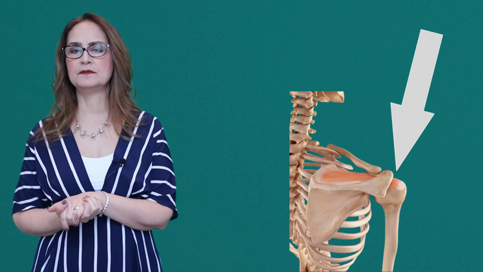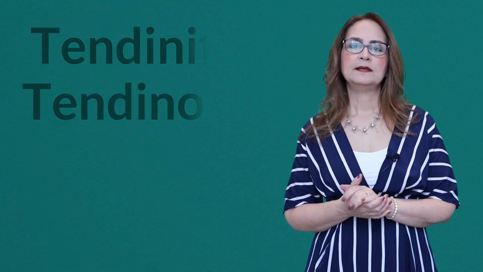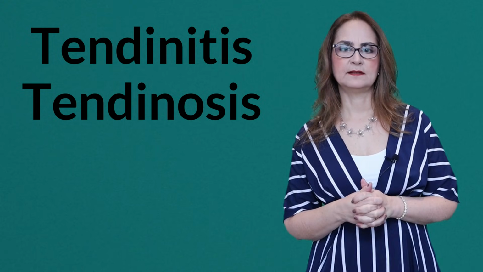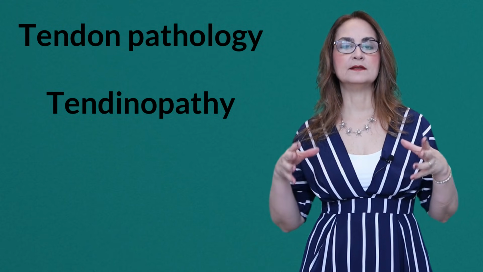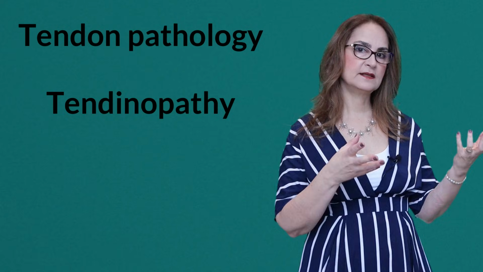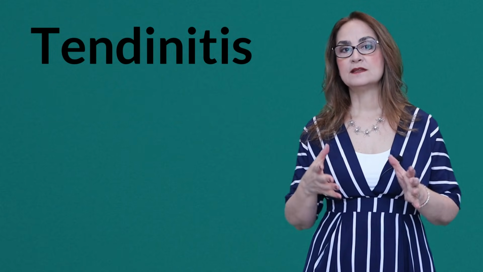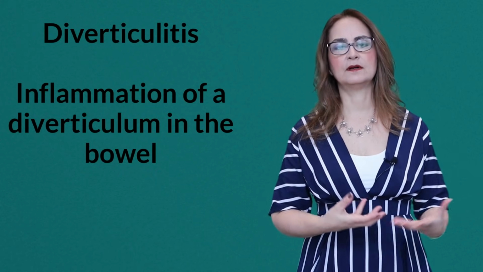A common type of tendon compression is in the shoulder impingement syndrome. Tendinitis and tendinosis are examples of diseases of the tendons. The medical term is tendon pathology, and we use the short form tendinopathy to say the tendon has either a tendinitis, a tendinosis, or both. Tendinitis ends with itis, which means inflammation. For example, diverticulitis is an inflammation of the diverticulum of the bowels.